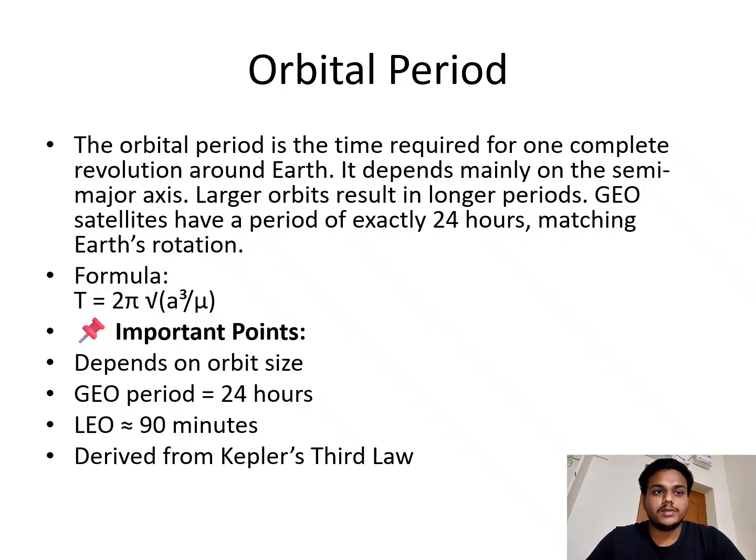The major points from this orbital period are that it depends on the orbit size, GEO time period equals 24 hours, and LEO is similar to 90 minutes, and it is derived from Kepler's law.